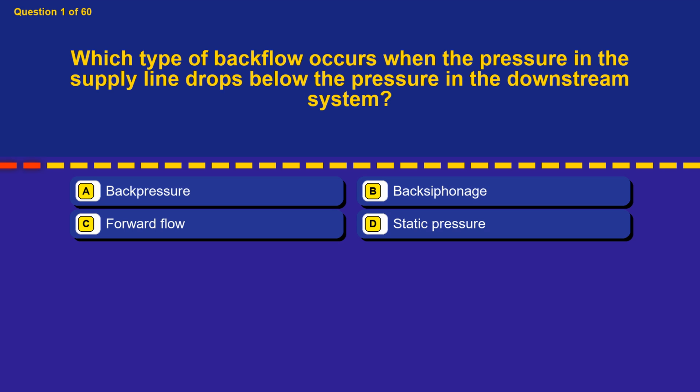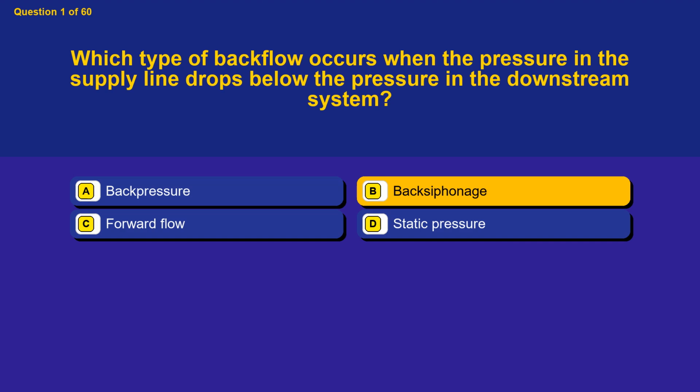Question 1. Which type of backflow occurs when the pressure in the supply line drops below the pressure in the downstream system? Option A, back pressure. Option B, back siphonage. Option C, forward flow. Option D, static pressure.